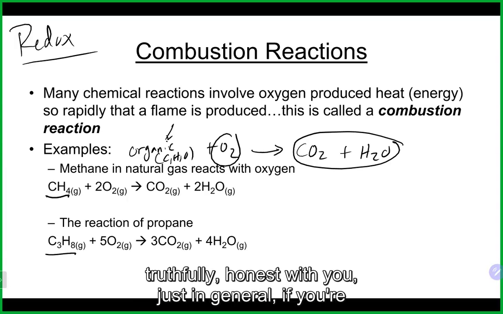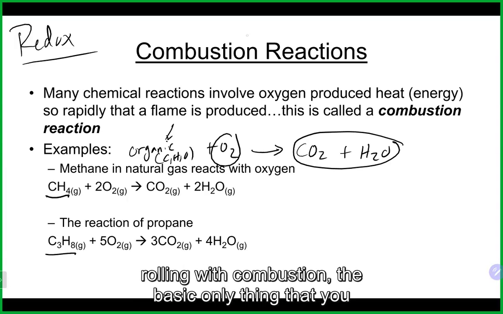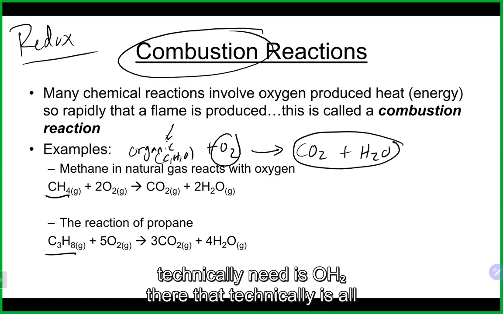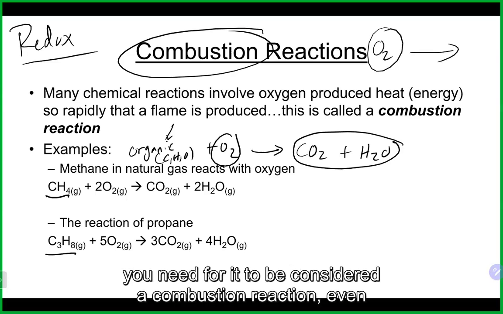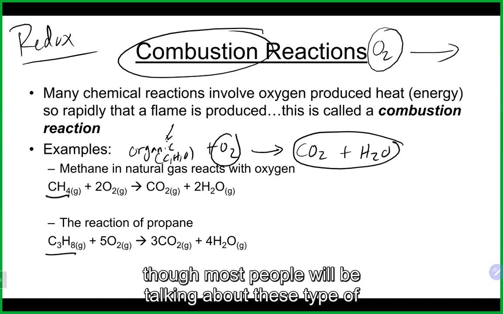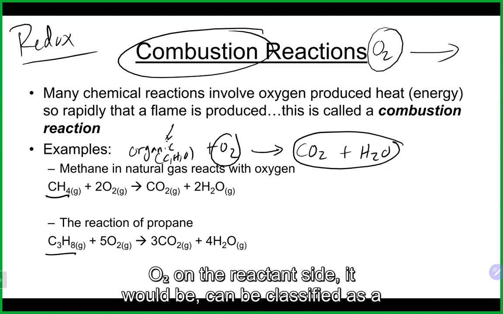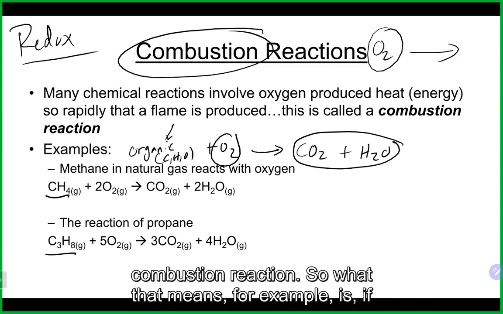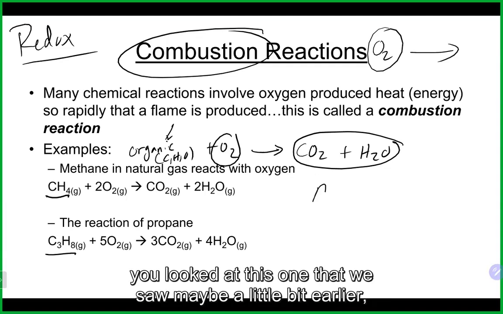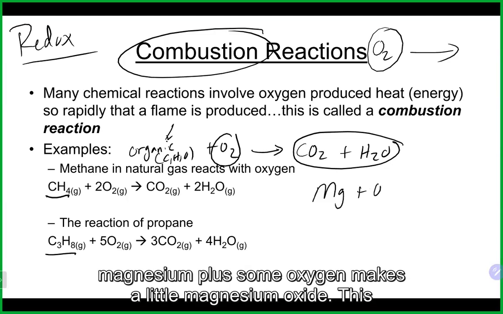Now, just in general, if you're rolling with combustion, the only thing you technically need is O2. That technically is all you need for it to be considered a combustion reaction, even though most people will be talking about these organic combustion reactions. Technically speaking, if you have O2 on the reactant side, it can be classified as a combustion reaction. For example, if you look at the one we saw a little earlier, magnesium plus some oxygen makes a little magnesium oxide.